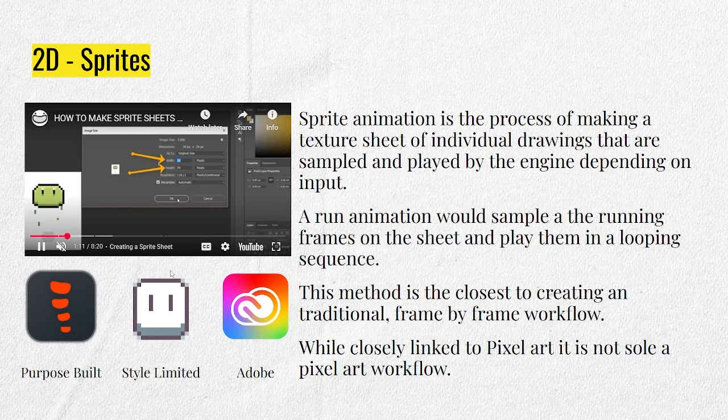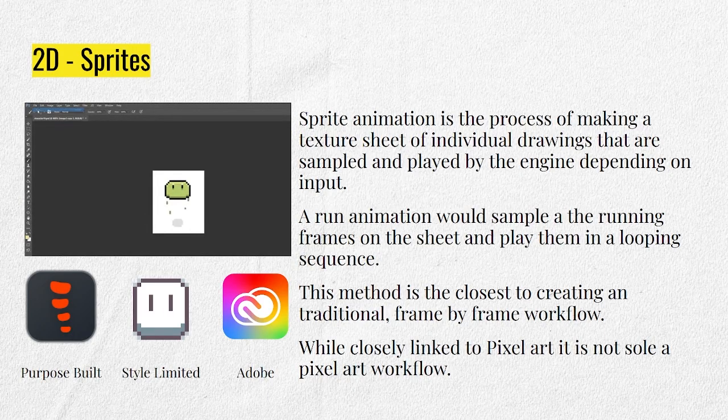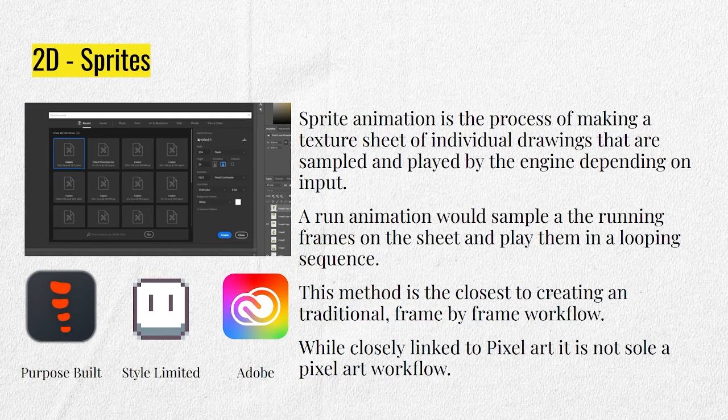There's also Aseprite. Aseprite is like 20 bucks. You can get it on Steam. It's really nice, really fun. It's really good, has a lot of good animation tools, but it's very style limited. It's for pixel art. And then we have Adobe. Pros and cons, it's Adobe. You have opinions, I do.